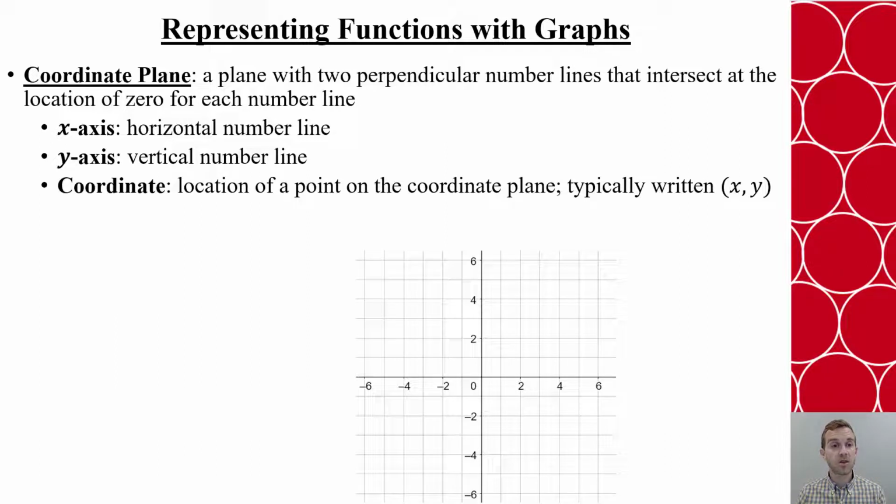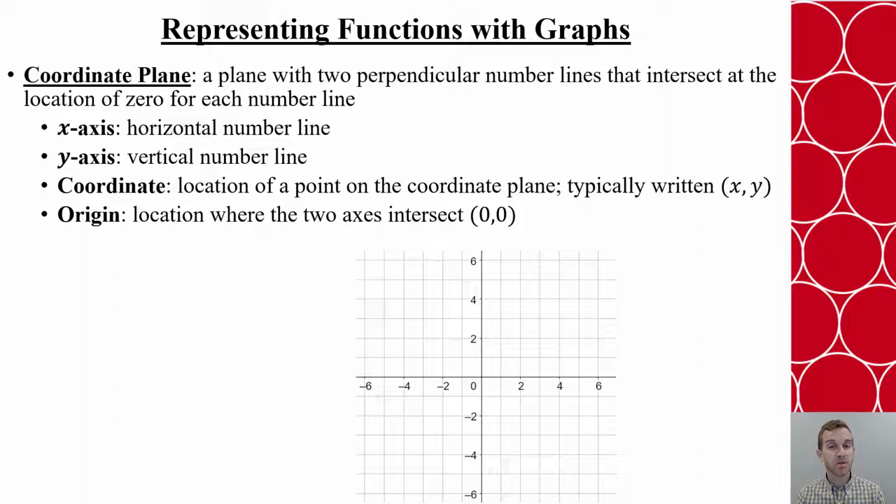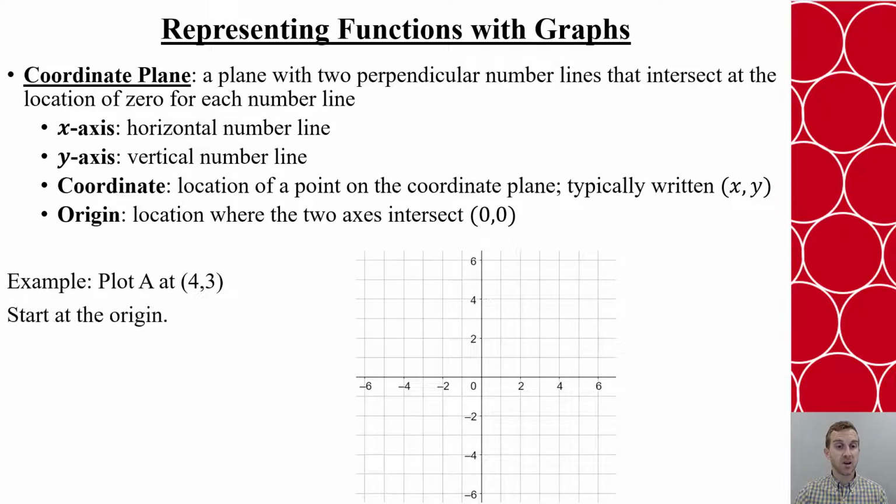The coordinates on this coordinate plane are locations of points, and we typically write them as x, comma, y. The origin is a very specific location. That is where the two axes intersect, which is at the point 0, 0. Now say you wanted to plot a point, say point A at the ordered pair 4, 3. We would start at the origin, move 4 units to the right, and then move 3 units up, and that is where point A would be located.